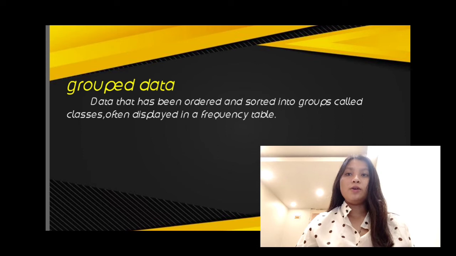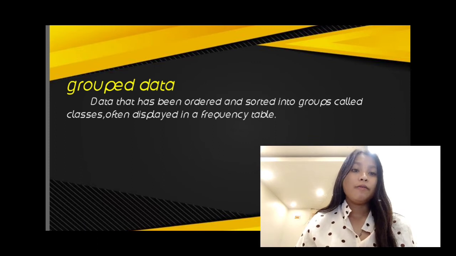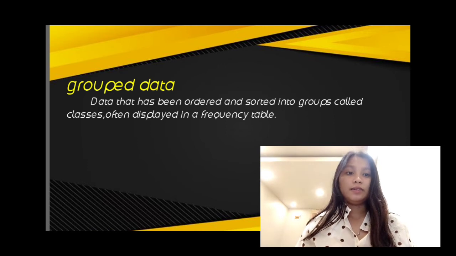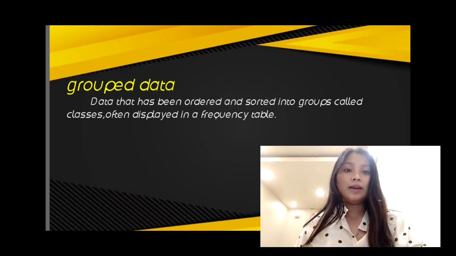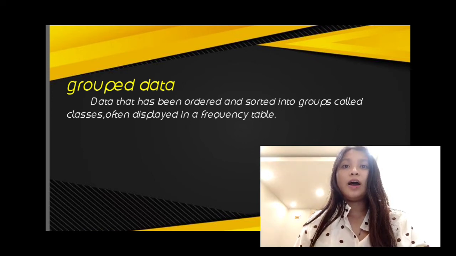So let's proceed to the grouped data. So what is grouped data? Grouped data is data that has been ordered and sorted into groups called classes, often displayed in a frequency table. So ma'am, ano ang kaibahan ng grouped data at ungrouped data? Sa ungrouped data, the data are not organized, wala siyang naka-organize. Then dito naman sa grouped data, naka-ordered at naka-organize siya into classes or naka-display siya sa table.